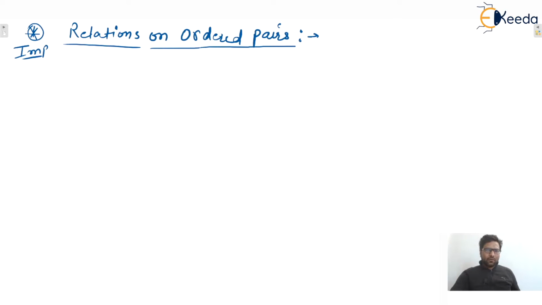Till now we have seen, let's say, element 2 is related with 3. That means 2 comma 3 is present inside the relation R. That means 2 is related with 3. Till now, elements were related. Now we'll see how ordered pairs are related.